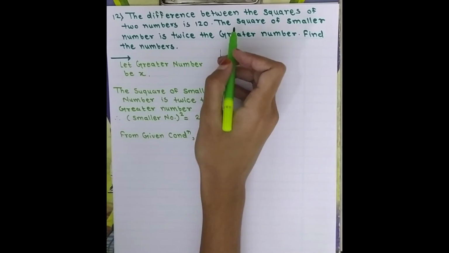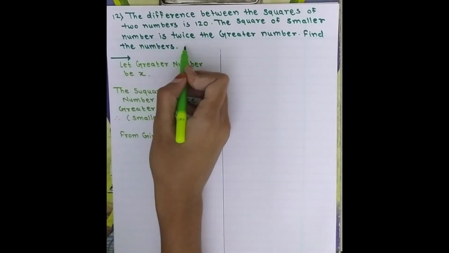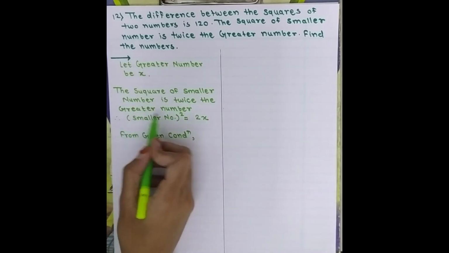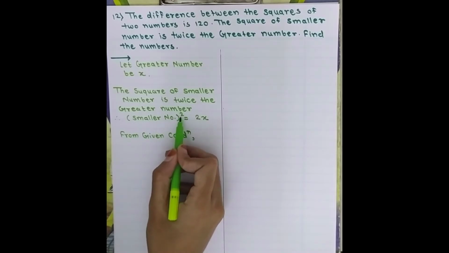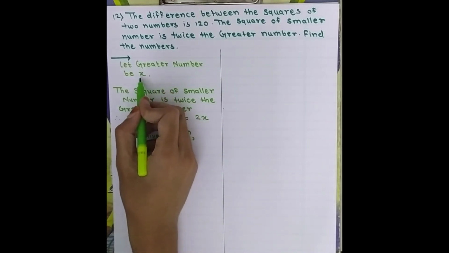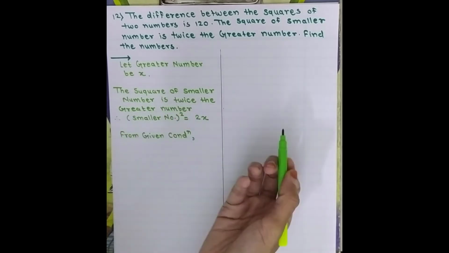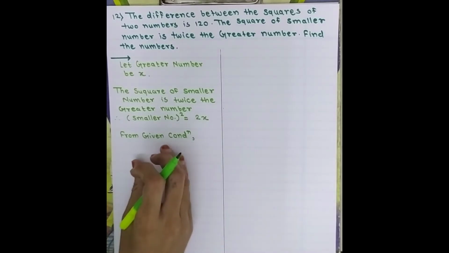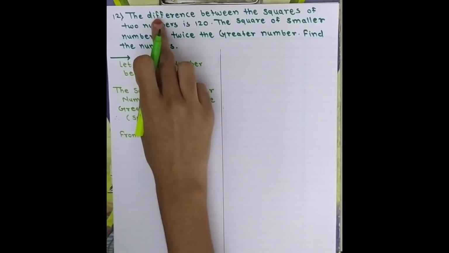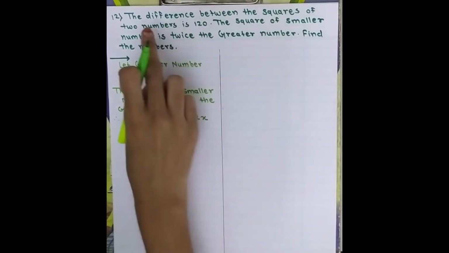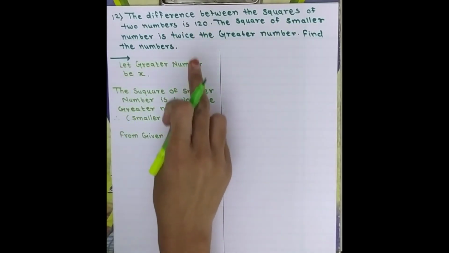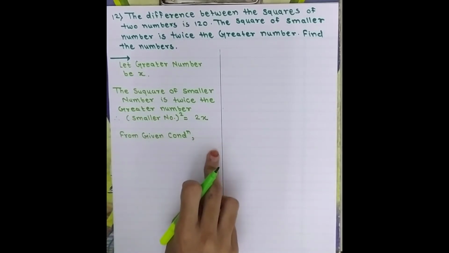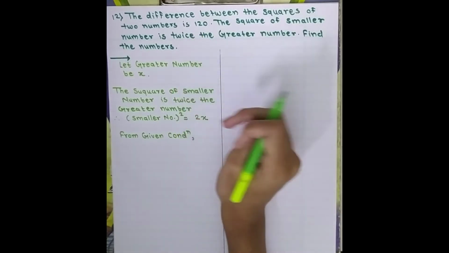Okay, and the condition given is the square of the smaller number is twice the greater number. So the smaller number squared is equal to twice the greater number, which is x, so it is 2 multiplied by x, that is 2x. Now from the given condition, the difference between the squares of two numbers is 120. It means greater number square minus smaller number square is equal to 120.